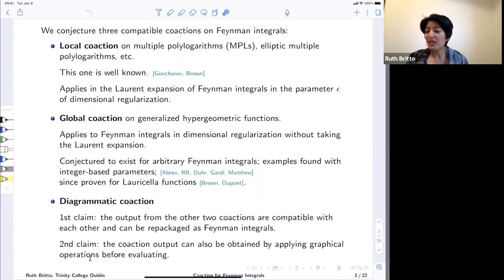This you can apply to Feynman integrals when you compute them in dimensional regularization and then perform the expansion in the dim-reg parameter epsilon.